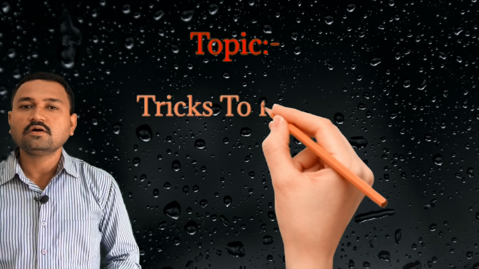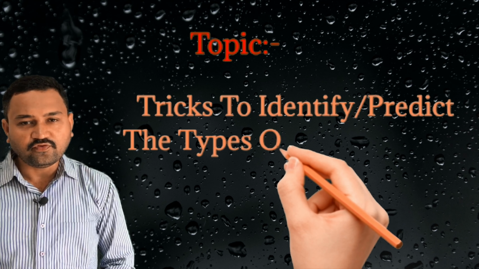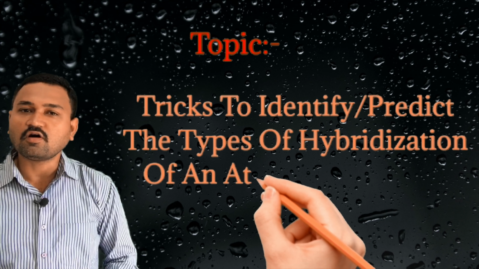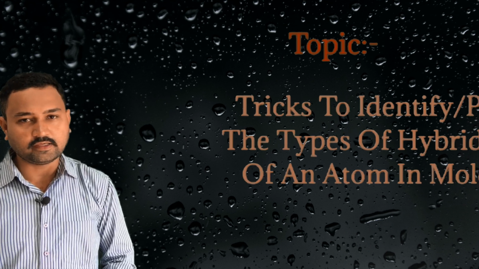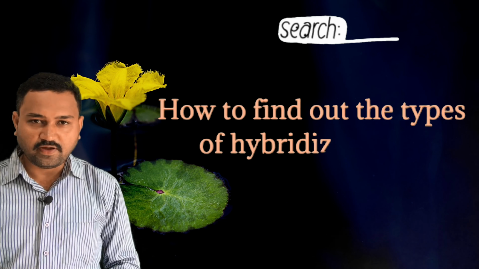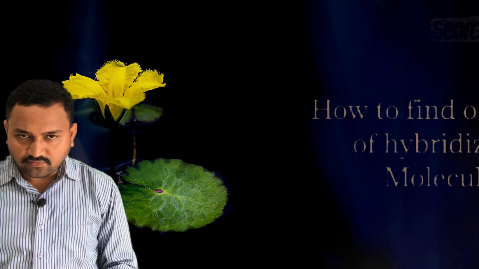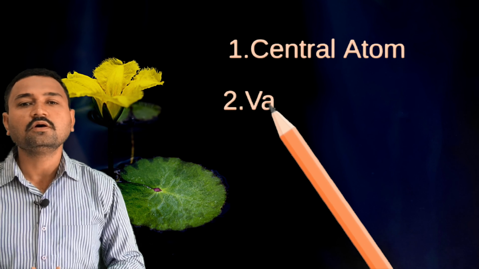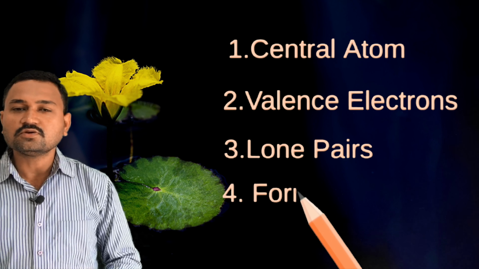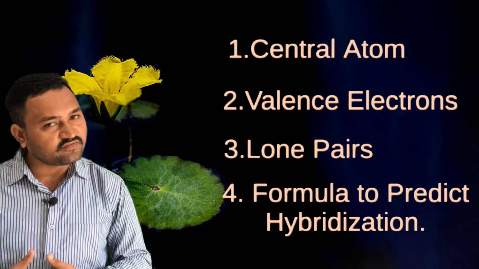Now in today's lecture we are going to learn about tricks to identify the type of hybridization of an atom in a molecule. So now let us start how to find out the type of hybridization of an atom. Before we learn about the type of hybridization, we must know a few basic terms. So let us discuss these basic terms first.